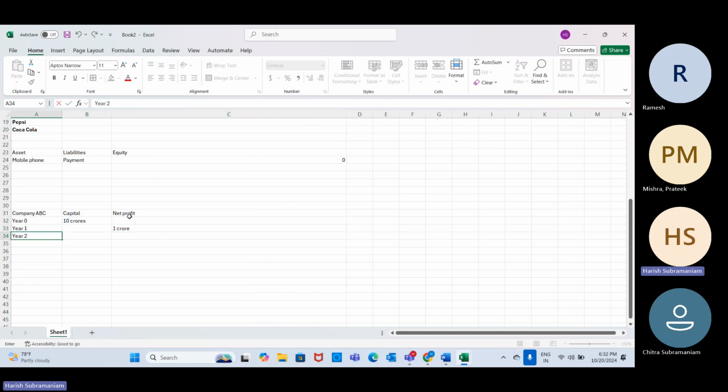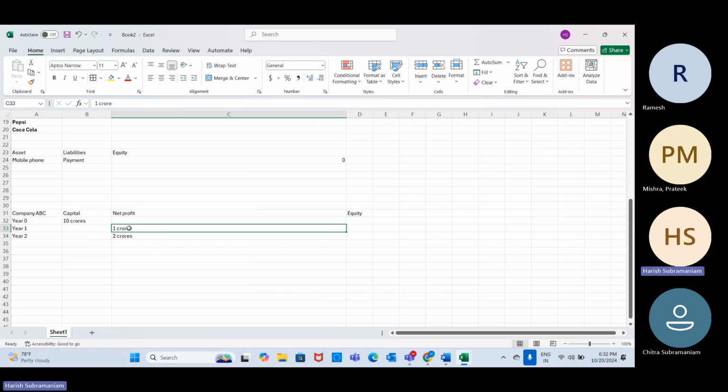Then at the end of the second year, the company has again made, let's say the company's operations are improving, so it's made a profit of 2 crores and so on and so forth. So each year, right, what is the actual equity that is owned? Initially the owner has put in 10 crores, and now the owner has a stake of 10 plus 1, which is 11 crore in the company. The owner now has a stake of 10 plus 3, which is 13 crore in the company.